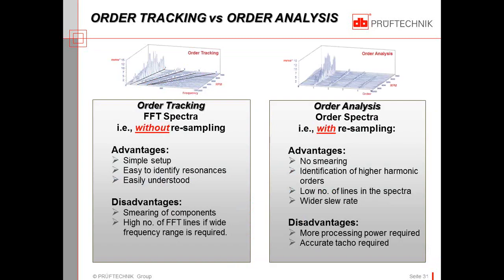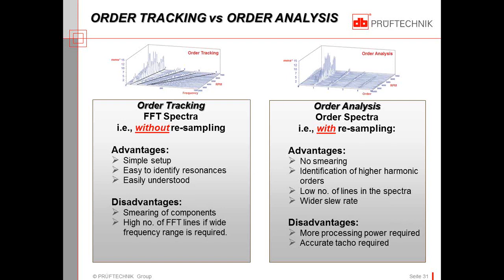So order tracking versus order analysis, once again a similar sort of summary here. Order tracking without sampling, some of the advantages is it's a simple setup. It's pretty easy to set it all up. We can define a start RPM and a finish RPM. We can define the interval at which we're going to collect spectra from the tachometer signal. The only thing we have to be aware of is making sure we choose lines of resolution and Fmax accordingly. It helps us identify resonances, and it's relatively easily understood.